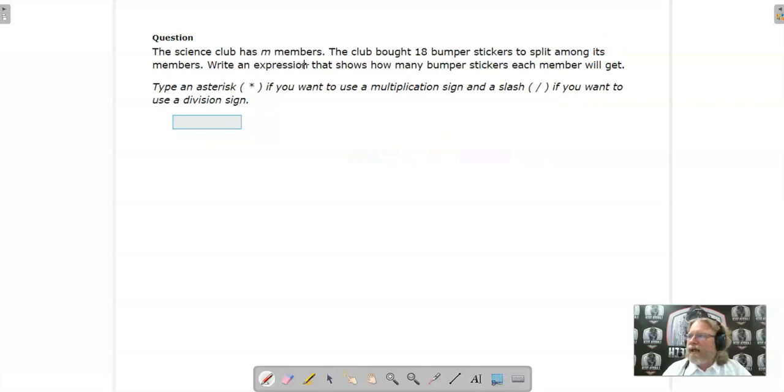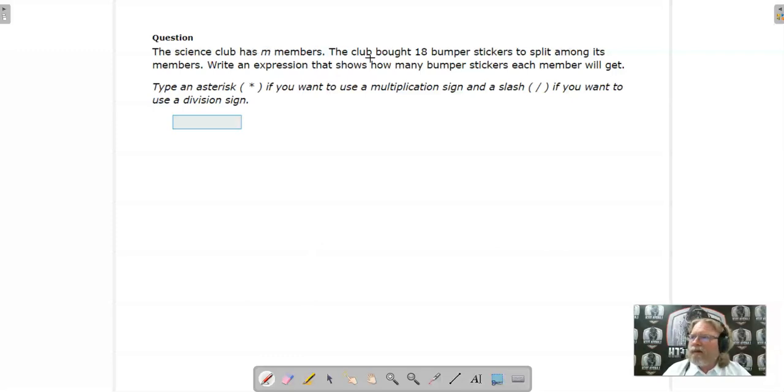So the science club has M members. The club bought 18 bumper stickers to split among its members. This looks like a familiar one from before. Or maybe I've been reviewing. Did I have a bumper sticker one? Hold on, I'm going to go check. Indeed, it was. I'm back. Superpowers of pausing there. It did, but it was the multiple choice one. So I knew it. I'm like, something about club members and bumper stickers. Didn't I just do that? Indeed, I did. But the other one was the multiple choice one.